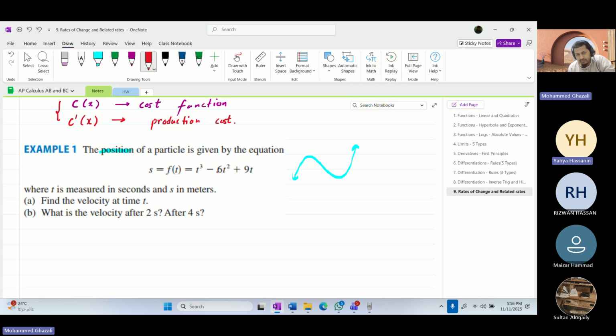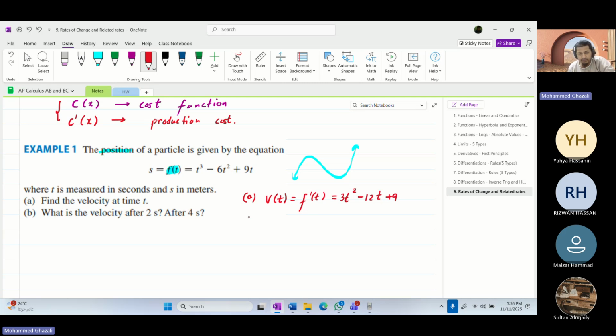Find the velocity at time t. Very simple. We have a polynomial function, we have to find the derivative. So let's find the derivative. v of t is the same thing as saying s prime t. You can say s prime t or f prime t, because s is measured in terms of the function f. So you find f prime t, which is equal to 3t squared minus 12t plus 9. This is the velocity at time t.